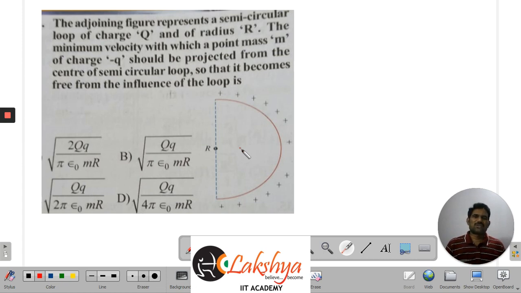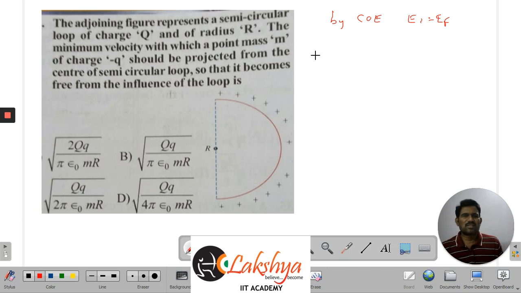Conservation of energy means initial energy, in this case also, is nothing but the energy when it is at this point. Initially it has both potential energy due to this ring and kinetic energy. When it is escaping to infinity, at infinity the potential energy is 0, and we are projecting with the minimum velocity so that the kinetic energy also becomes 0. So just again by using conservation of energy we can write, initial energy is equal to final energy, right?